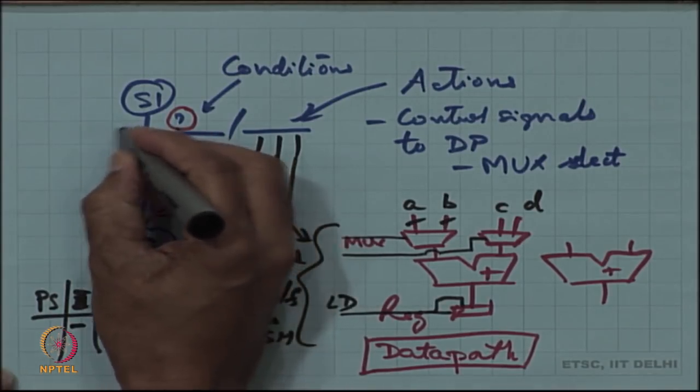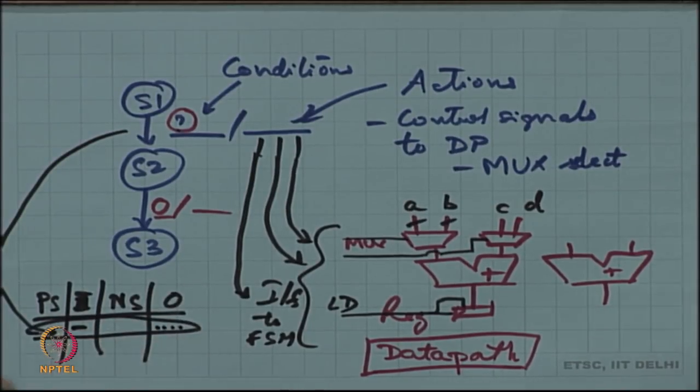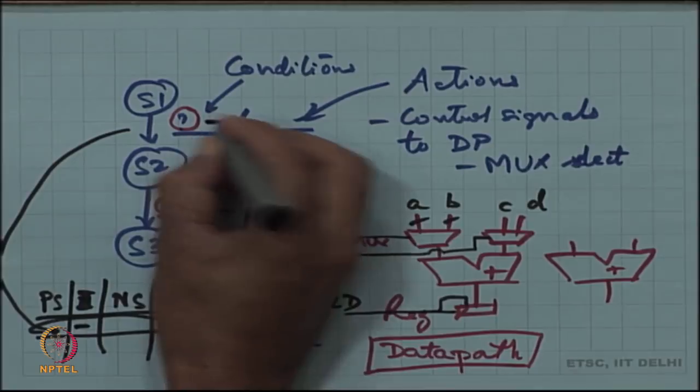That transition would correspond to a row inside the state table, right. So, that would correspond to a do not care. So, this is a do not care.